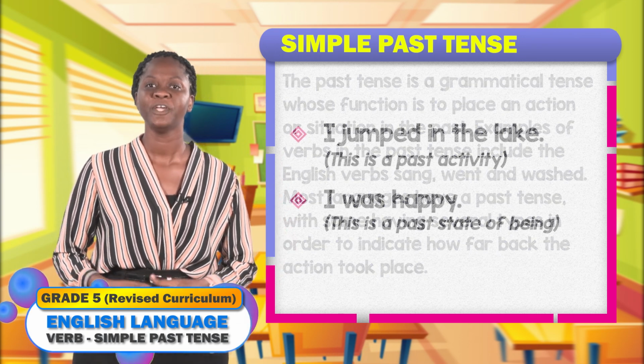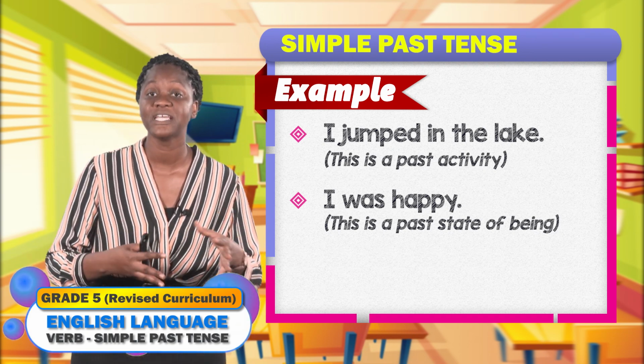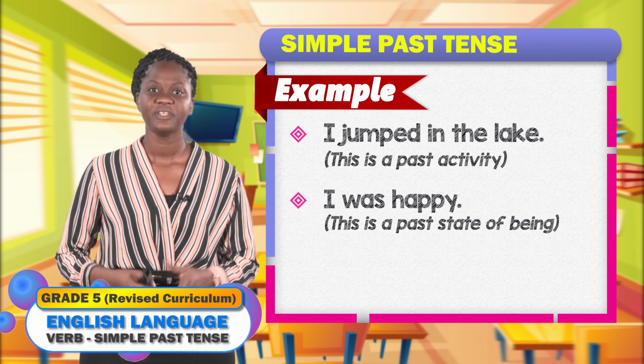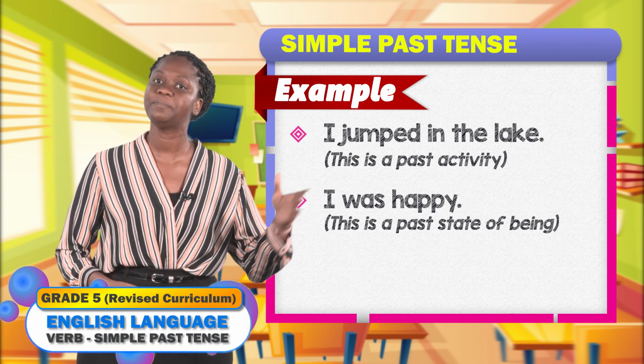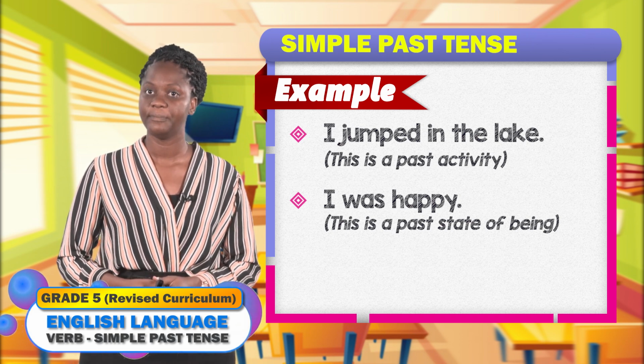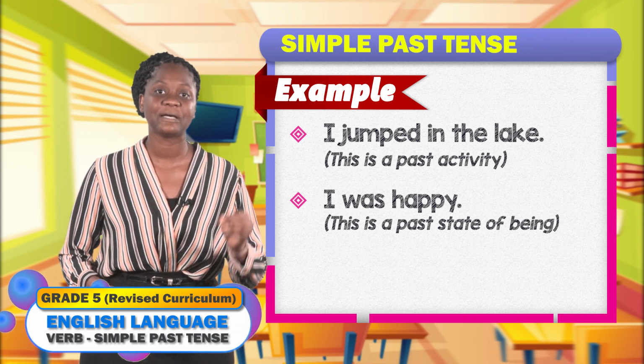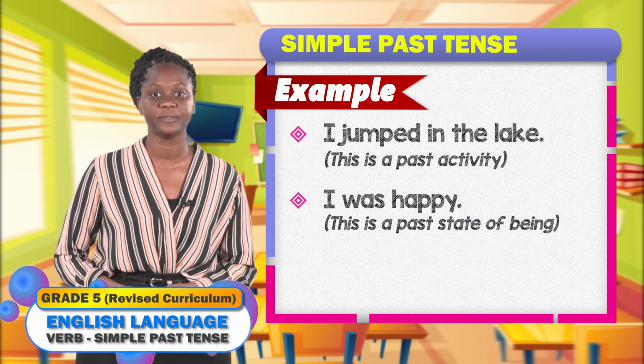took place. For example, if we say, I jumped into the lake, this activity is a past activity. However, if I say, I was happy, was is a past state of being.